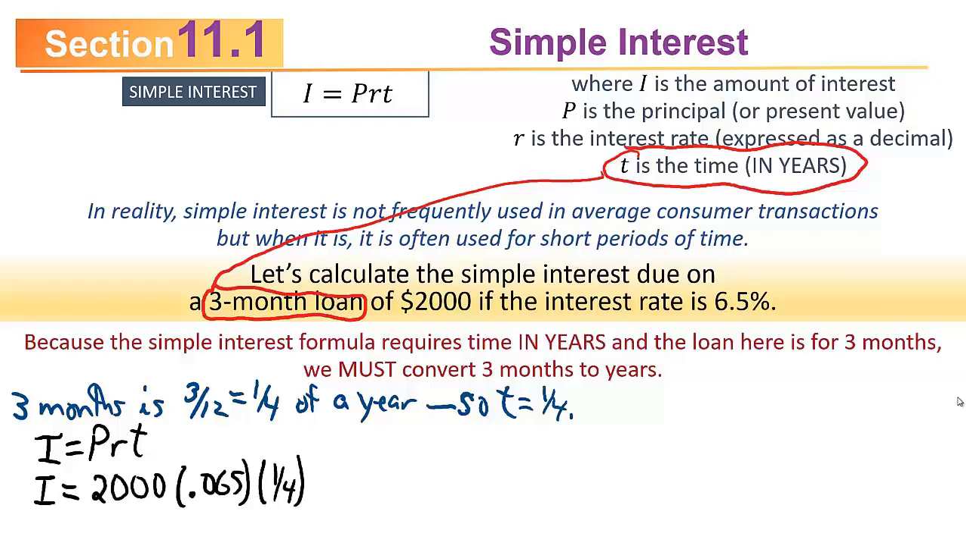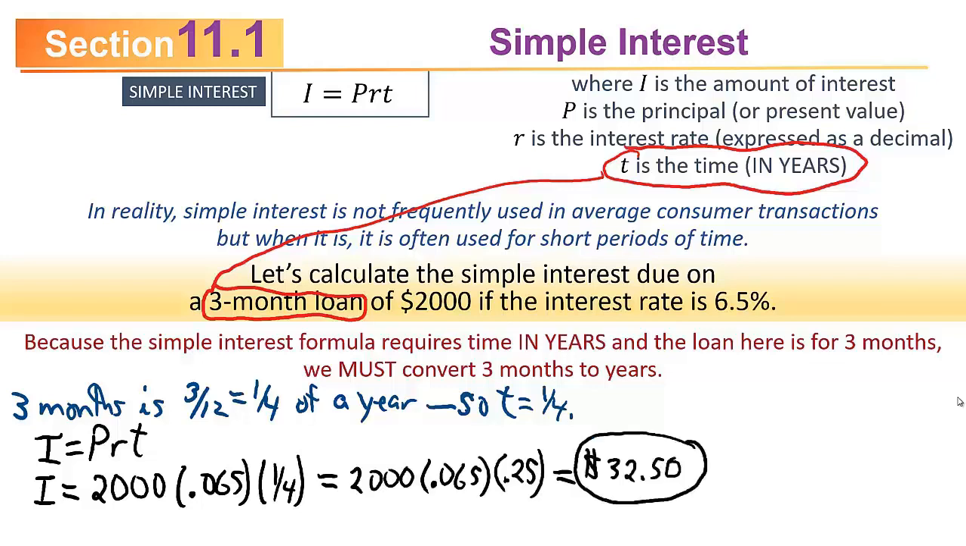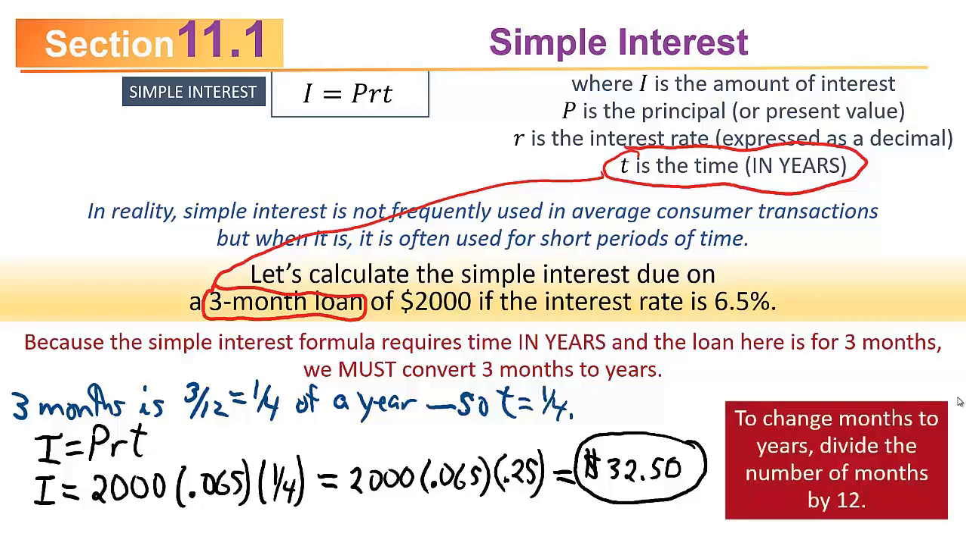$2,000 is the principal, 6.5%, which is 0.065, is the interest rate, and the time is 1/4 of a year. 3 months is 1/4 of a year. 1/4 is 0.25, and if you multiply those 3 numbers together, you get $32.50. So the interest due on a 3-month loan of $2,000 at 6.5% simple interest is $32.50. I can't emphasize enough, the T has to be in years. So when you're given months, you have to divide by 12 to get the number of years.